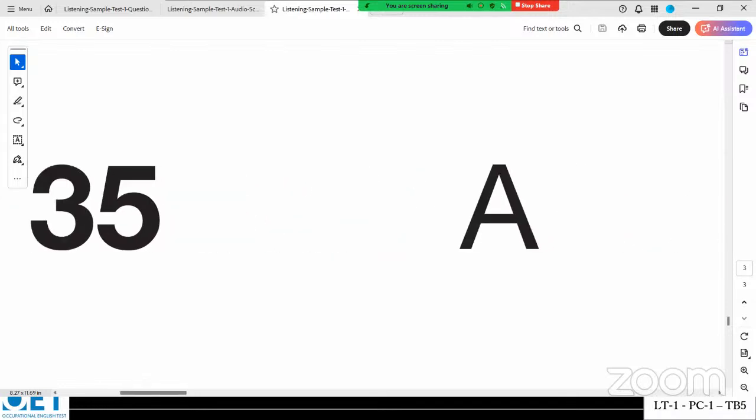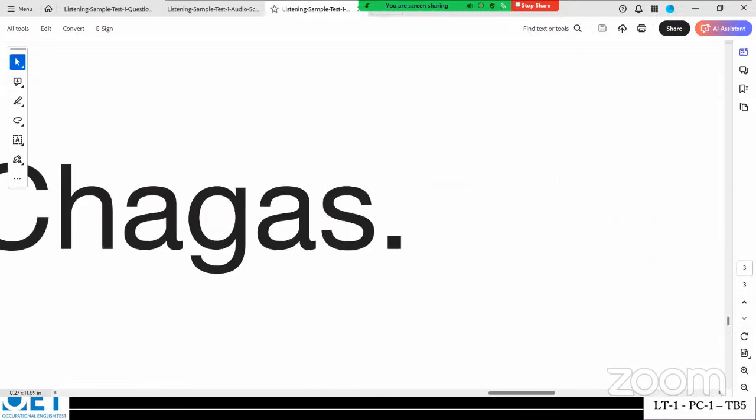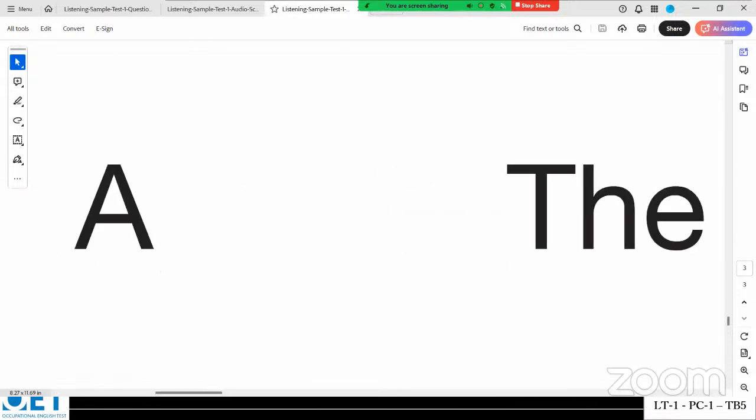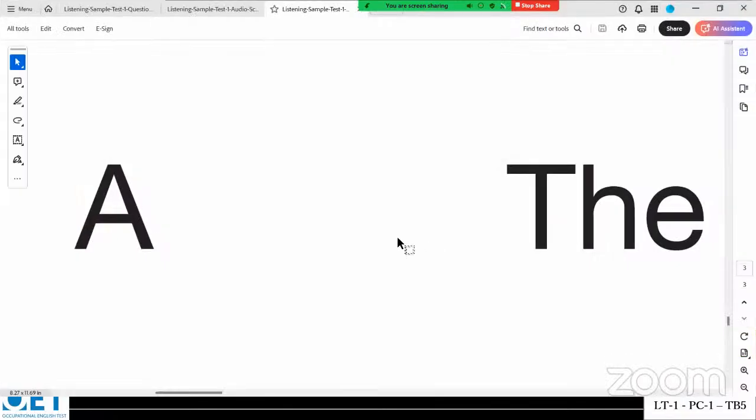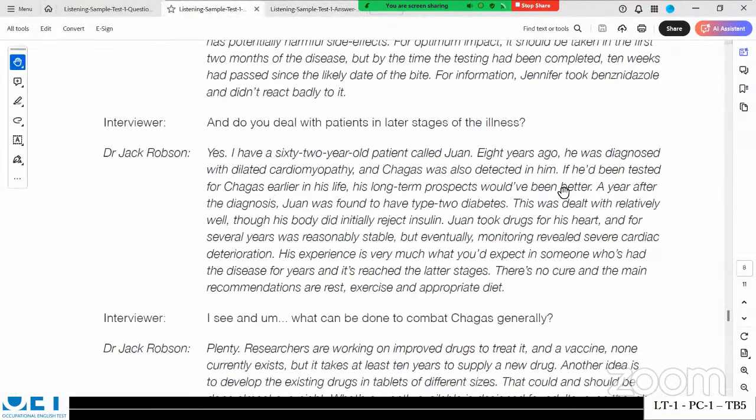So 35. The development of his illness was typical of people with Chagas. That is why they did not even test him. He was not tested. They thought that it is Chagas. That's it. It was a normal sickness for people with Chagas. All the people who had Chagas, he had the same thing. It's not an incorrect initial diagnosis. It was correct only. He was diagnosed with dilated cardiomyopathy and Chagas. Nowhere is it written as incorrect diagnosis. They treated him like the people who have Chagas. They did not bother about him. They did not take it seriously. They should have tested earlier and confirmed.